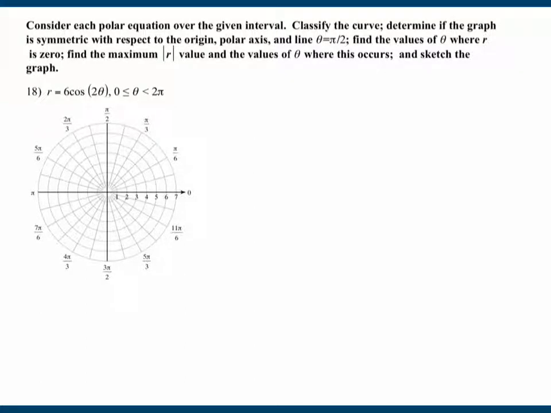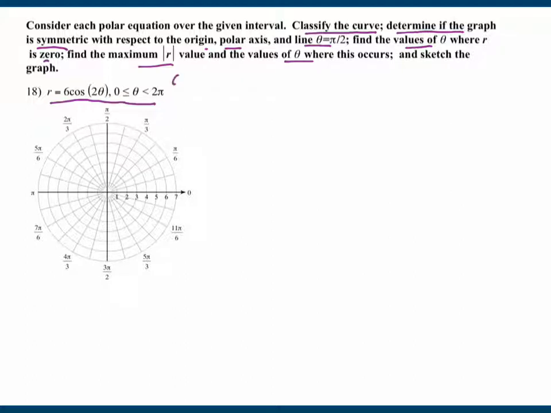Number 18 asks us to graph this graph. Notice it's between 0 and 2 pi, and it wants you to do all these things, so you've got to do them. Classify the curve, determine if the graph is symmetric to the origin, polar axis or theta equals pi over 2, find the values of theta where r is 0, find the zeros, find the maximum r values and where they occur, and then sketch the graph. So we've got a lot to do.